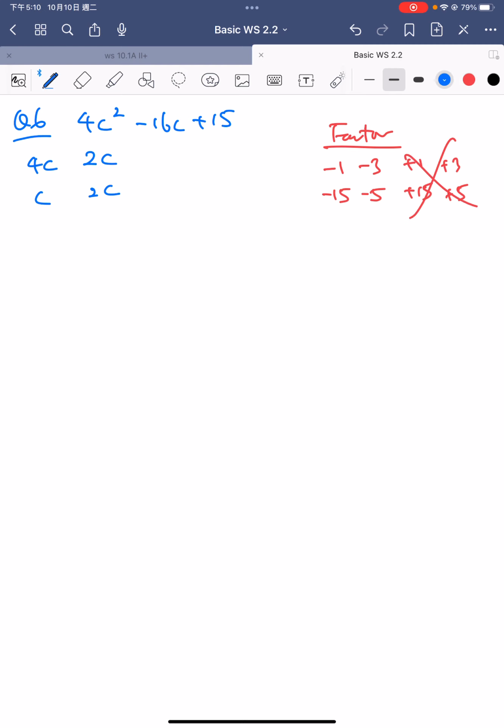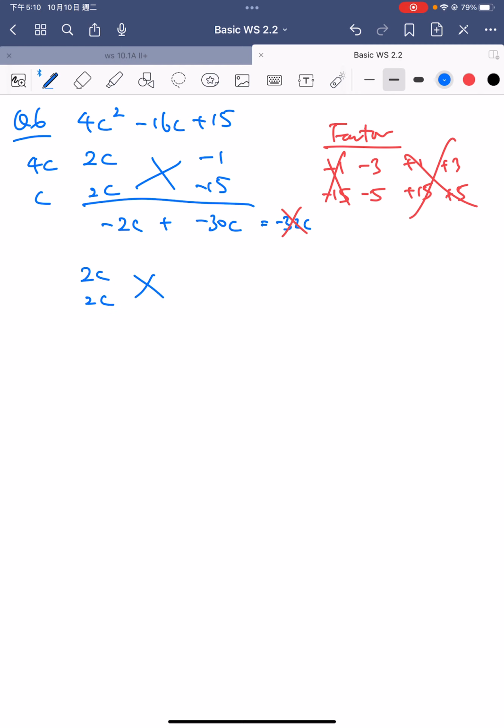So you can first try the first case, the negative 1 and the negative 15. Then we cross it together and we get negative 30c and negative 2c. We add them together, which gives negative 32c, which is way larger than negative 16. So the first one is going to be wrong. Then we can try the second case. We have 2c times 2c, and then we cross with the negative 3 and negative 5. So let's see this one.